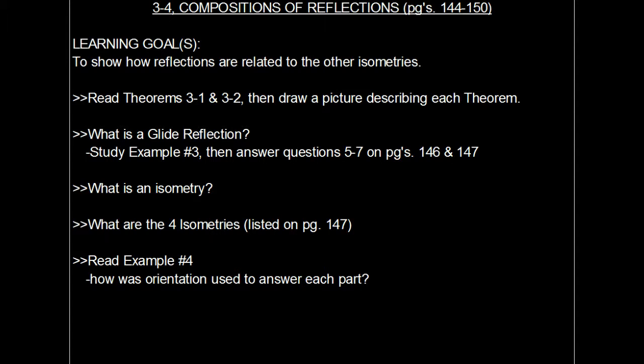You guys should now have some background knowledge. Okay? Hopefully at least you looked up what a glide reflection was. You looked up theorem 3.1 and 3.2, even if you maybe didn't understand them, but you read through them and talked about reflecting across what types of lines?